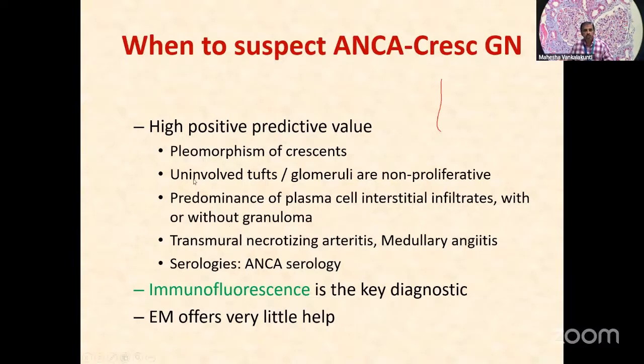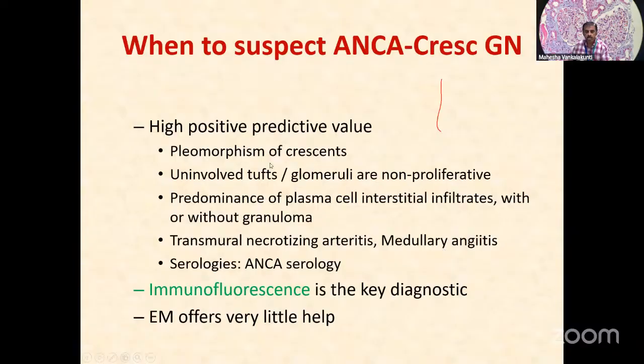And the second thing is to look at the glomerular tufts of the crescent-bearing glomeruli as well as the non-crescentic glomeruli. If the tufts are non-proliferative, then it is another favoring point for an ANCA-mediated lesion. And the interstitial findings, especially a granuloma and inflammation that is rich in plasma cells, again favor it. In the vasculature, if there is a transmural necrotizing arteritis, or if medullary tissue is sampled, look for any angiitis in the vasa recta.